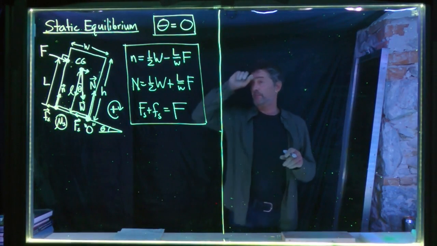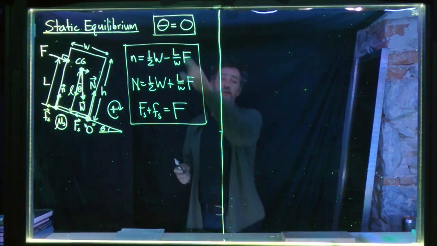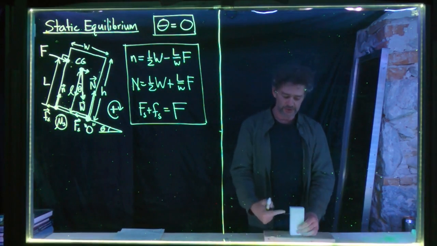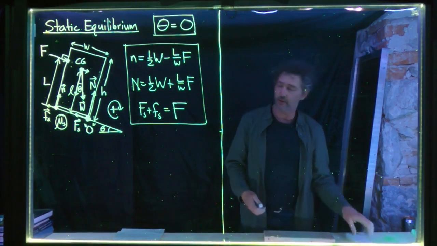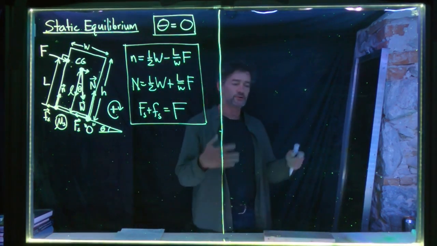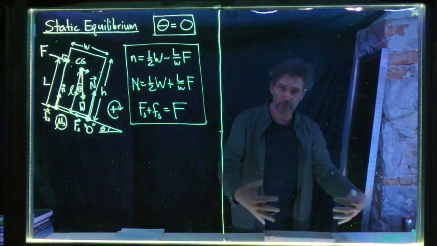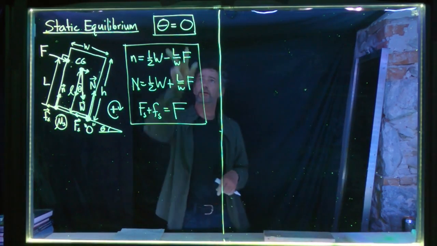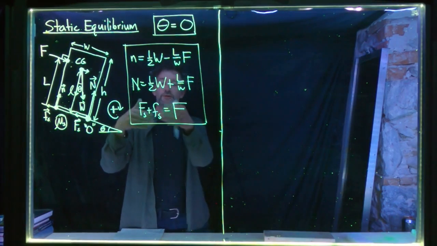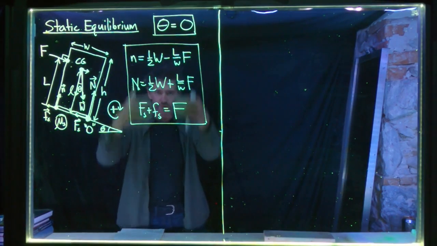Okay, so now we're going to consider the special case theta is equal to zero. So it's like this, theta is equal to zero, but we're still applying a horizontal force F, and if we push hard enough, we're going to tip that thing over. Okay, and so if we take the general solution that we had right here on the board a minute ago, and we plug in theta equals zero, then our solution for little n, big N, and the sum of the static friction forces reduces to this.